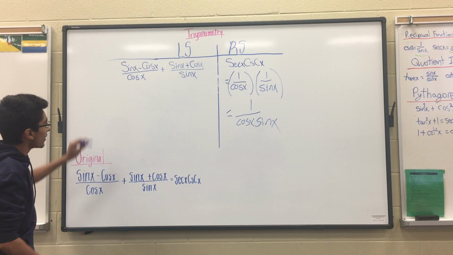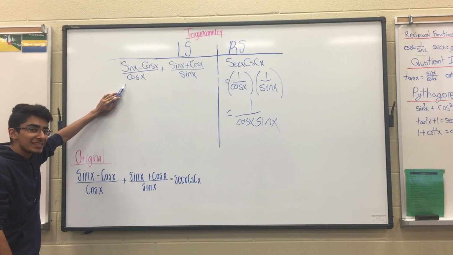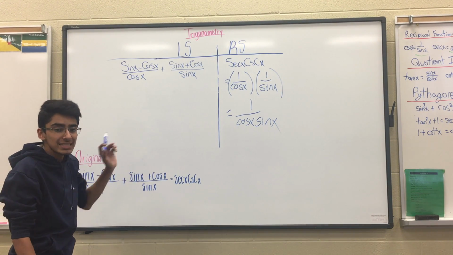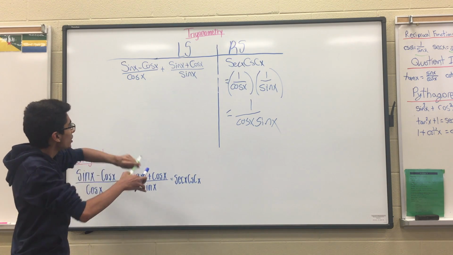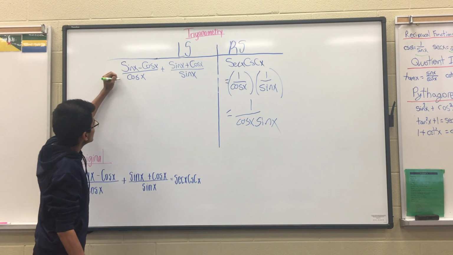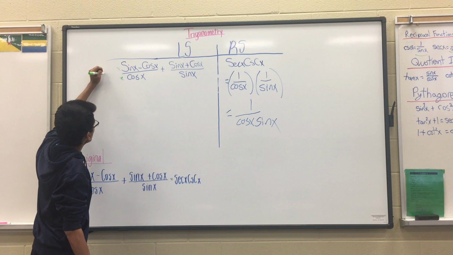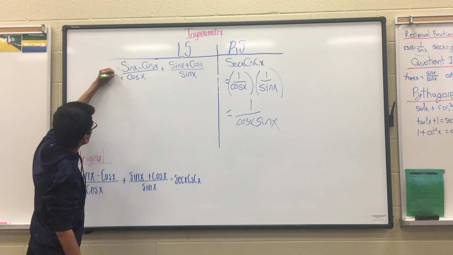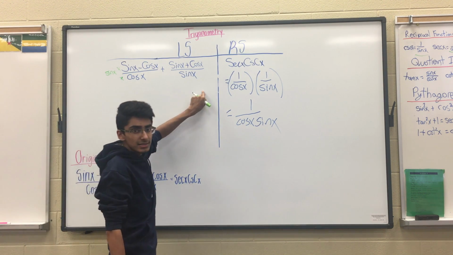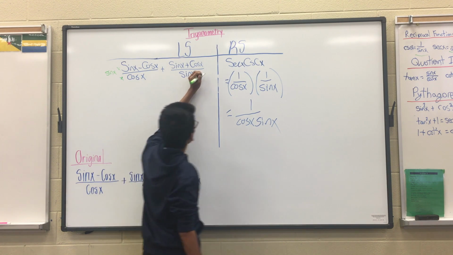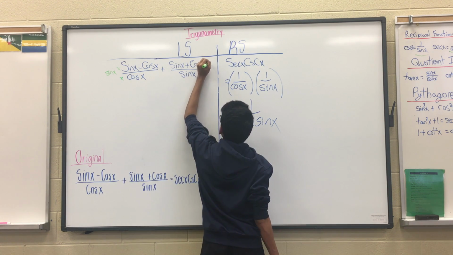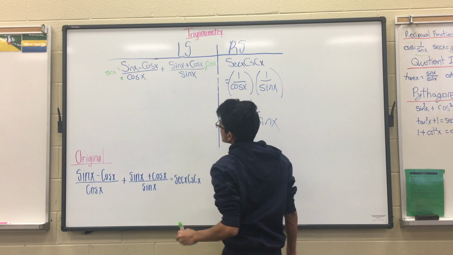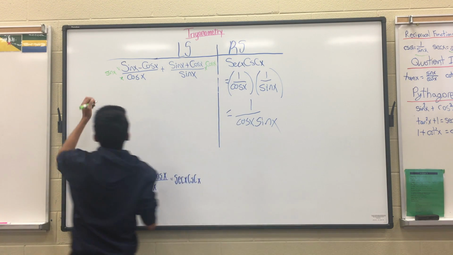Okay, so we have two fractions here. Let's make them have similar bases. And to do that, we're going to need to multiply this side's denominator and numerator by sin x, and this side's denominator and numerator by cos x. Okay, let's get into that.